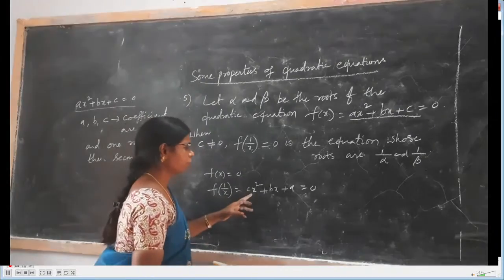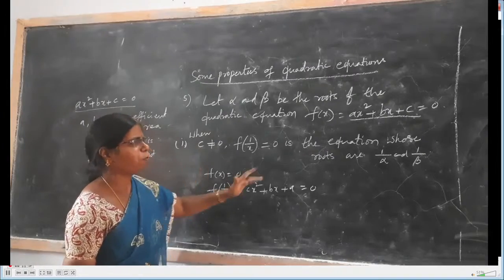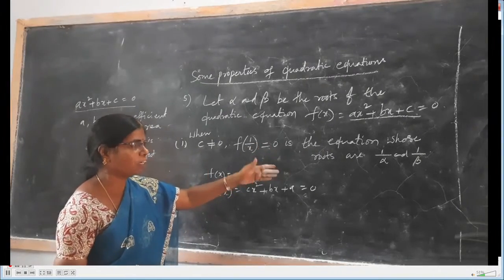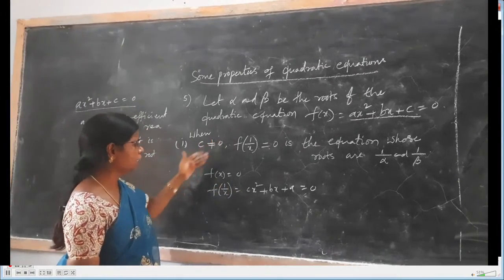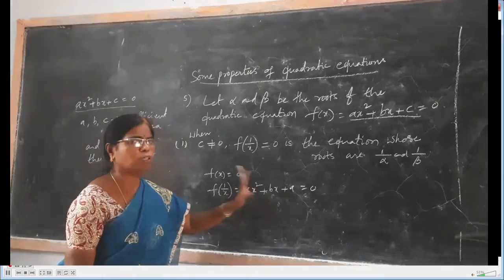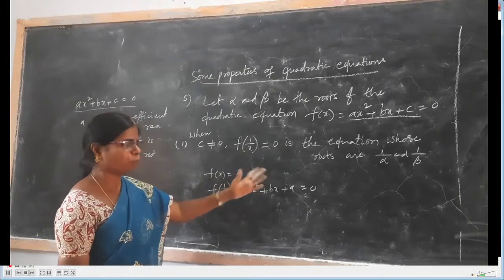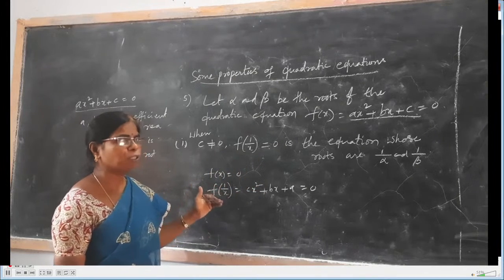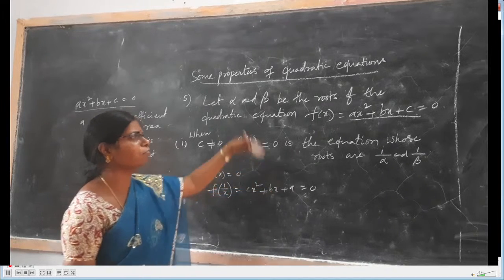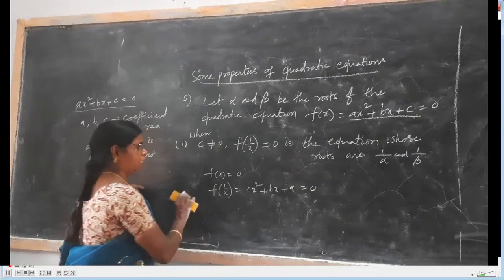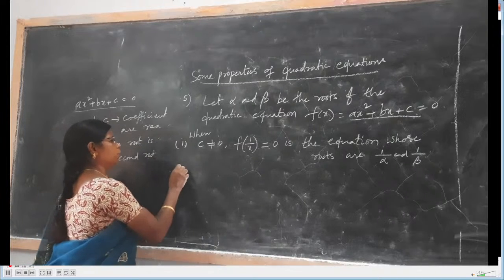So if we need the quadratic equation whose roots are 1 by alpha and 1 by beta, the reciprocals of the roots alpha and beta, we just write f of 1 by x is equal to 0. We do not know those roots, 1 by alpha, 1 by beta, but whenever we need the quadratic equation whose roots are reciprocals of the roots of the given equation, okay, understand? Then we write this is the quadratic equation number.